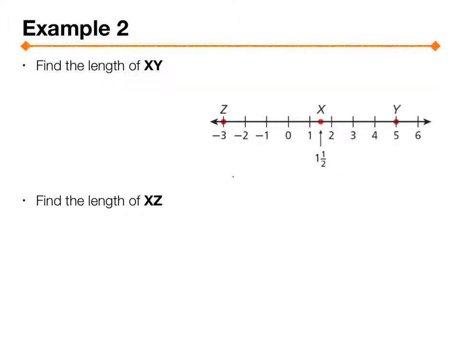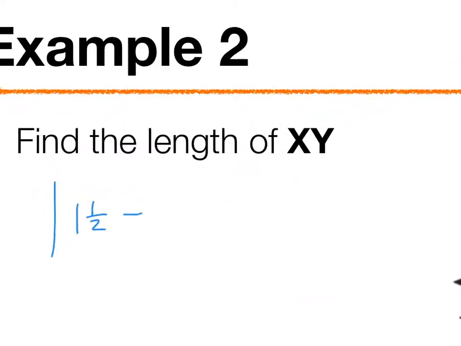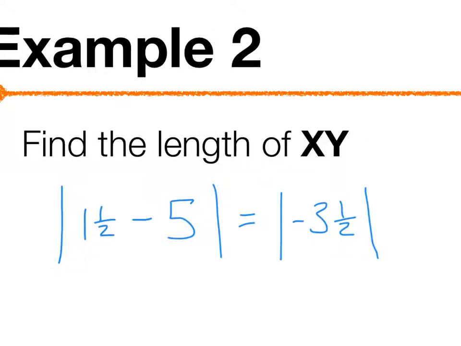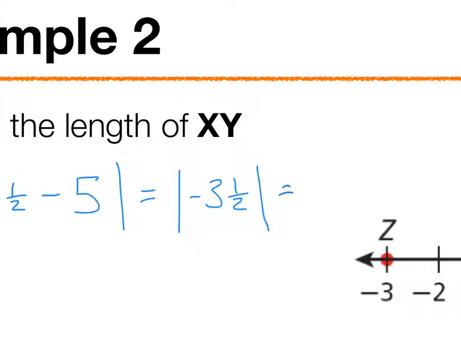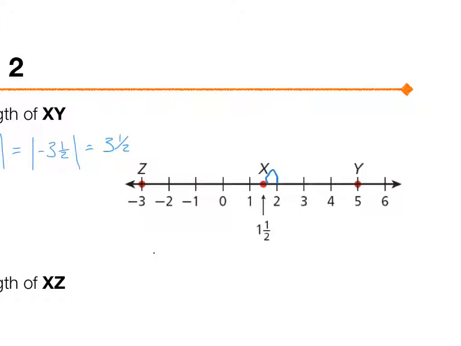Find the length of XY. What is X? 1.5. So the absolute value of 1.5 minus, what's Y? 5. Which would be equal to the absolute value of -3/2, which is equal to 3/2. If we look at this, when we're going from X to Y, we go 1/2, 1.5, 2.5, 3.5.